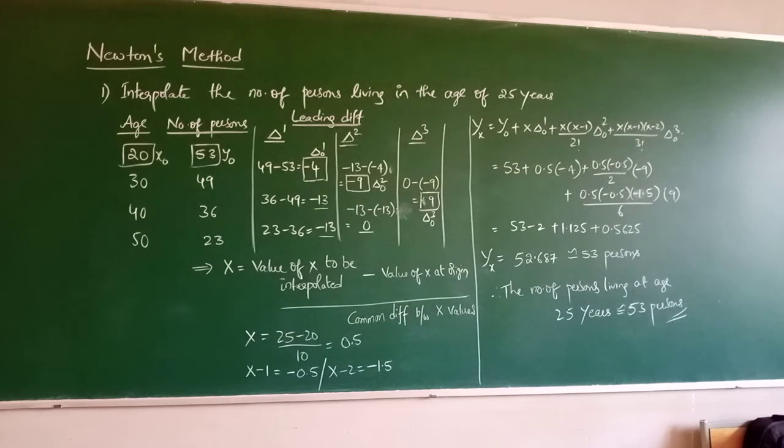Now, there is one more method where the question will be asked in this manner. Age of below 25 years, above 25 years, under 25 years. So this way, below, above, less than, more than. So this kind of things will be given. Clear? So that problem we are going to look at now.